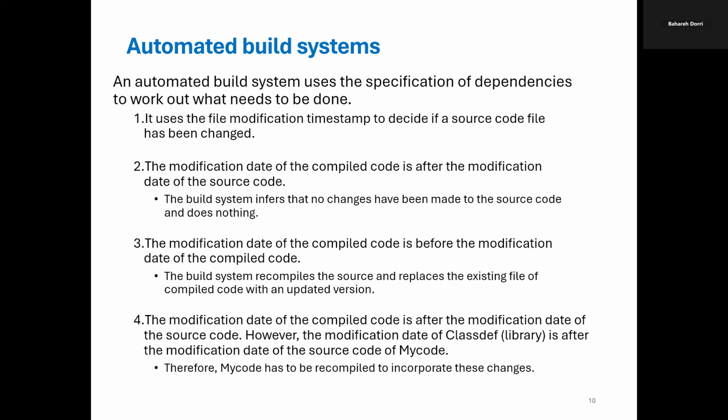Now there is a third case. Even if your source code hasn't changed, it might depend on an external file or library, like a class definition. If that file has changed and is newer than your source file, your source has to be recompiled anyway to stay in sync.